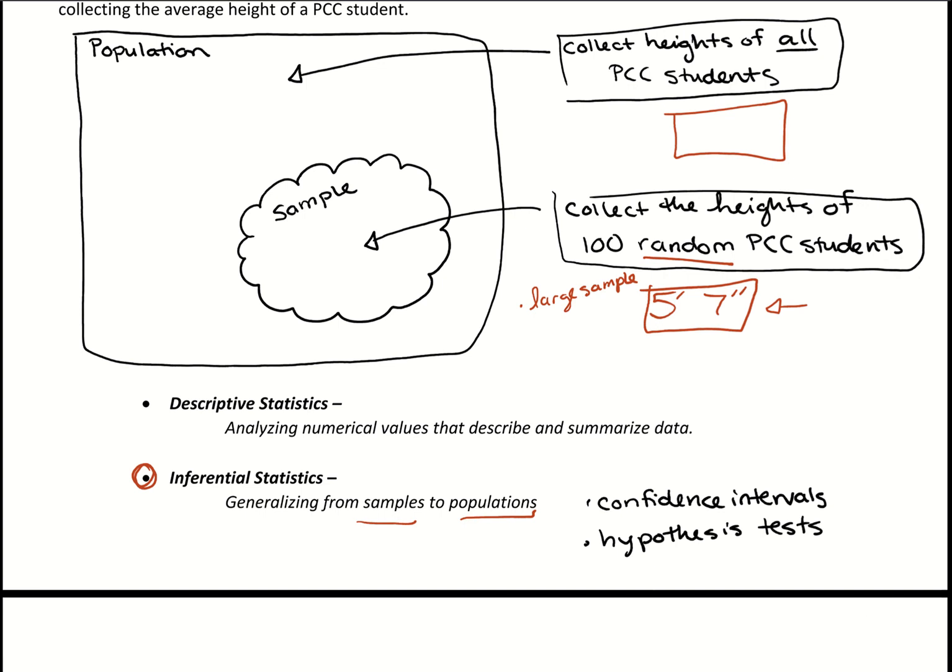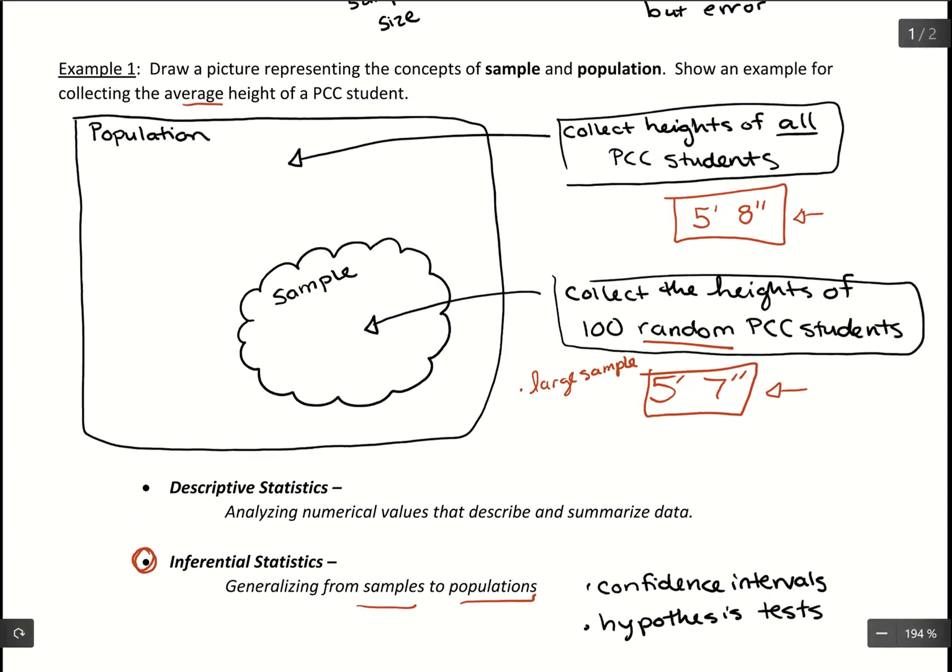However, if we had the population data, maybe if we collected it, we'd get a value of, say, 5'8". If we have this 5'8", that's exact. That's the exact number that we wanted to obtain if we were interested in the average height of a PCC student. This would be our average height of a PCC student if we were able to talk to the population. So, difficult, but accurate. And then with a sample, it's easier to obtain. However, it might have a little error to it.